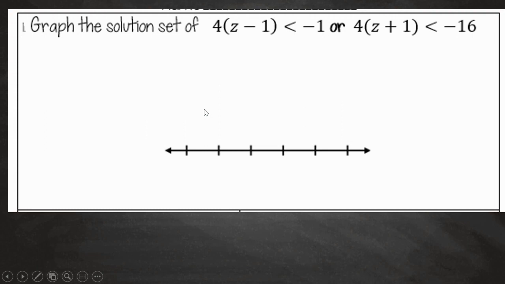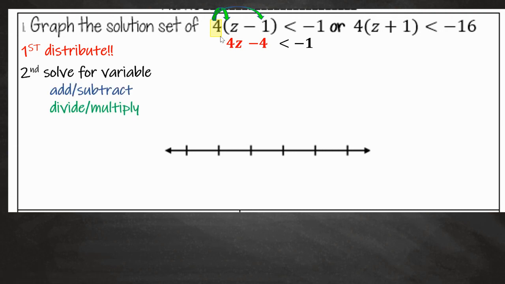All right, we're going to graph the solution set of 4 multiplied by z minus 1, which is less than negative 1, or 4 times z plus 1 is less than negative 16. So the first thing we need to do is distribute this coefficient. So we are going to multiply 4 times z and get 4z, and 4 times negative 1, so we get negative 4 is less than negative 1.